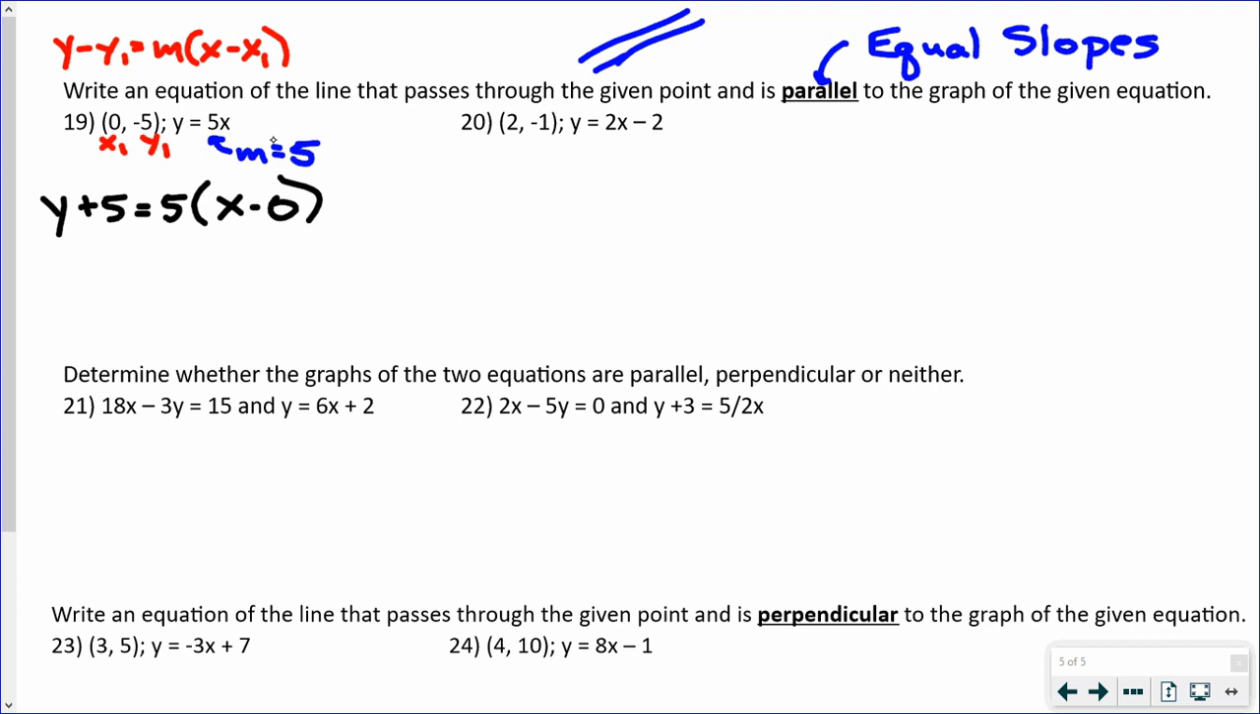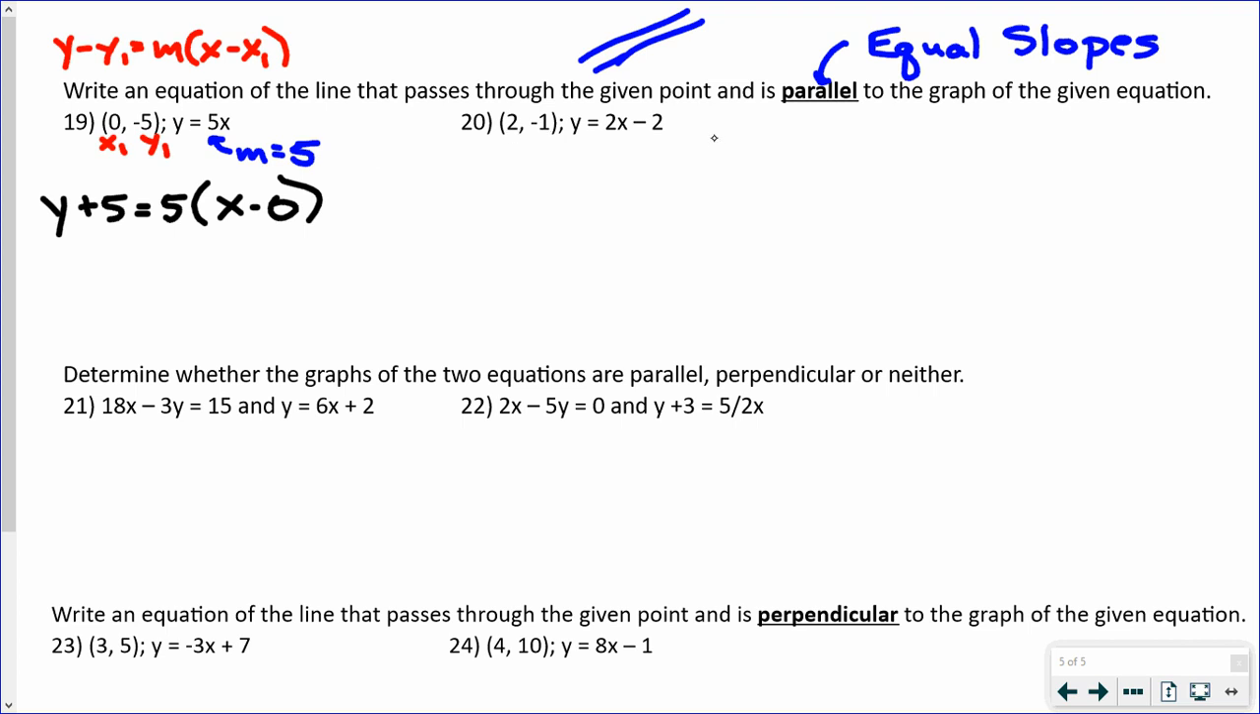So same slope going through this point, that would be your equation. Now, if they asked you to write this in slope-intercept form, then you need to solve this for y. So you would distribute and then subtract 5 from both sides. But it didn't ask us to do that.